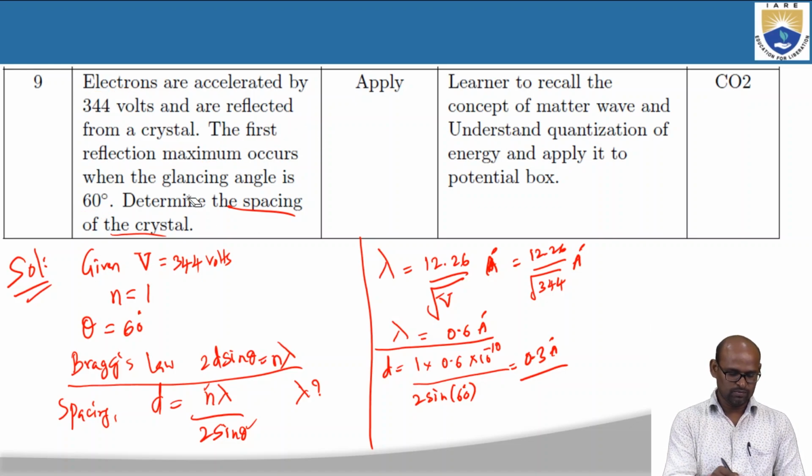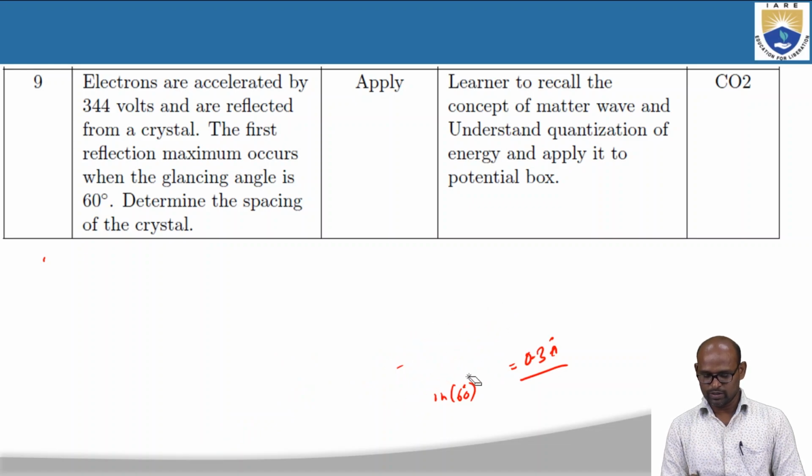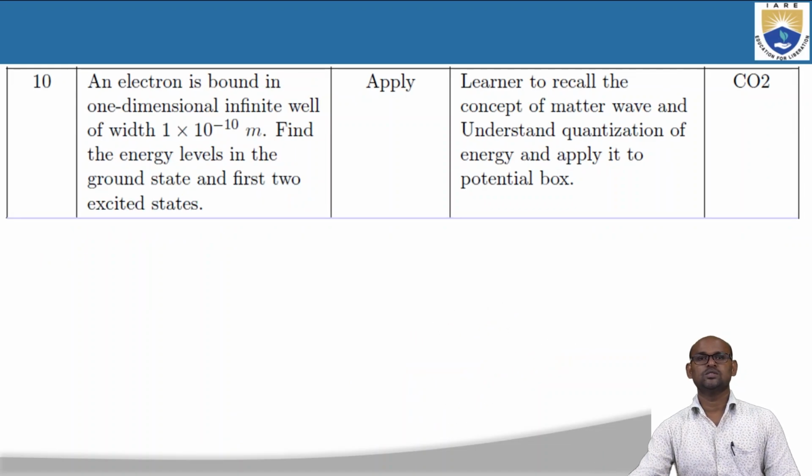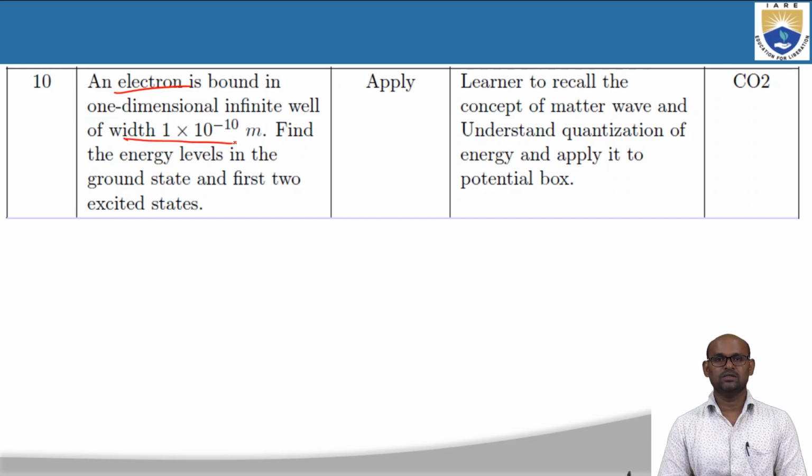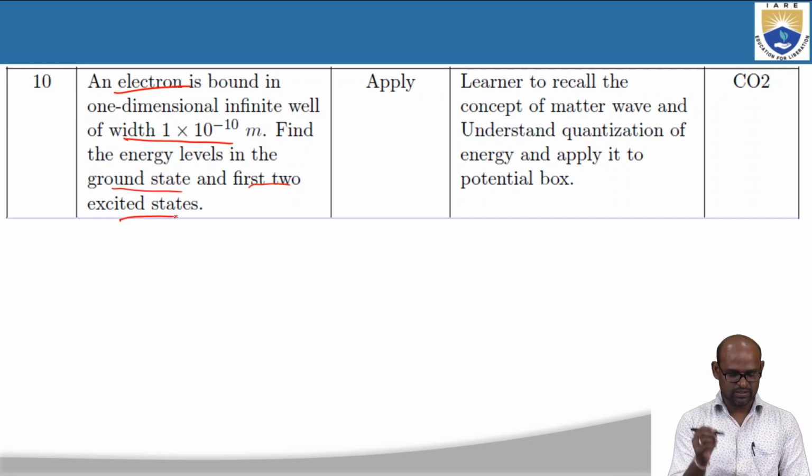That is the last numerical problem. An electron is bound in a one-dimensional infinite potential well of width 10 power minus 10 meters. Find the energy levels in the ground state and first two excited states. So the electron is a particle trapped in a potential well of width 10 power minus 10 meters. We need to find the ground state energy and the first two excited state energies.